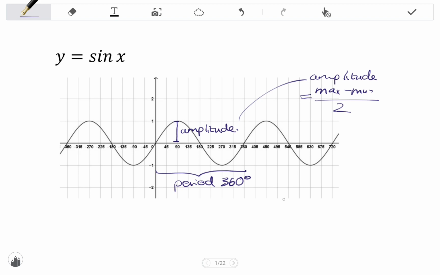Okay, right. Then I'd like to revise the range, okay, and the domain. Now, the range for a sine graph is from -1, that's your minimum value, to +1. So the range is -1 to +1, whereas the domain is the whole real number system.